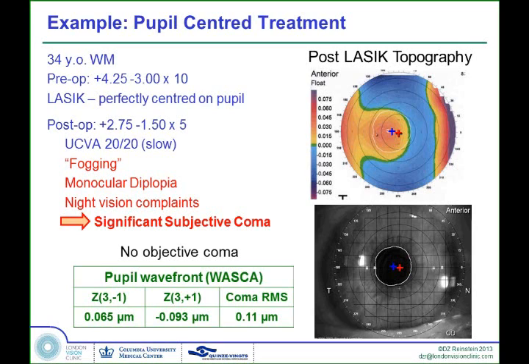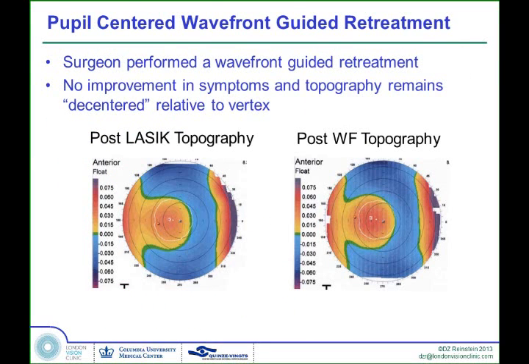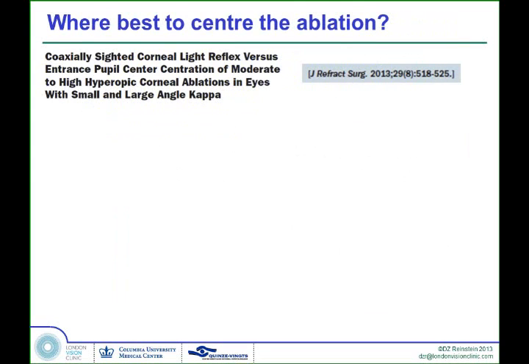If you measure the wavefront centered on the pupil, you didn't see any coma. But obviously, if you had measured on the corneal vertex, you would have measured a large amount of coma. The surgeon decided to do a wavefront-guided retreatment for that patient, and there was no improvement in the symptoms. You can see the topography after the wavefront-guided, which is almost unchanged compared to pre-operatively. Or worse. So this brings the question of where best to center the ablation.